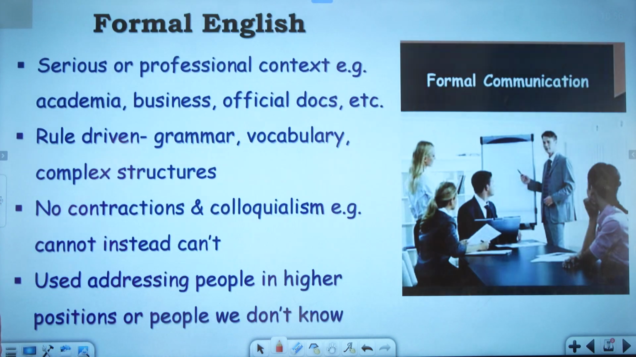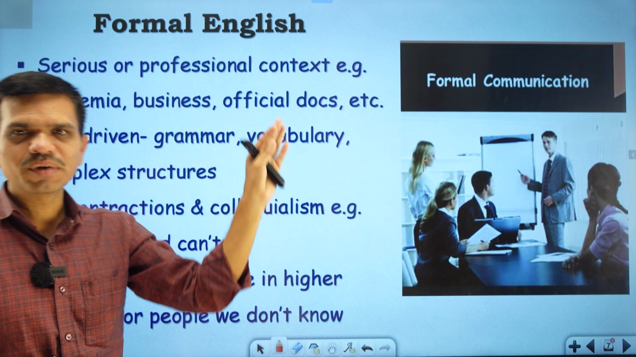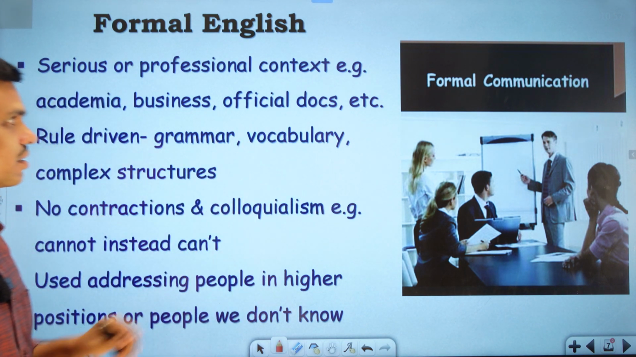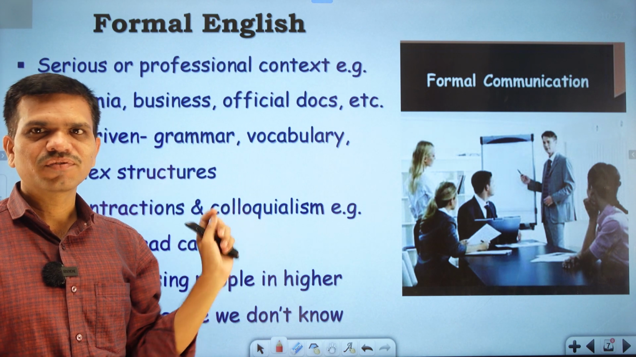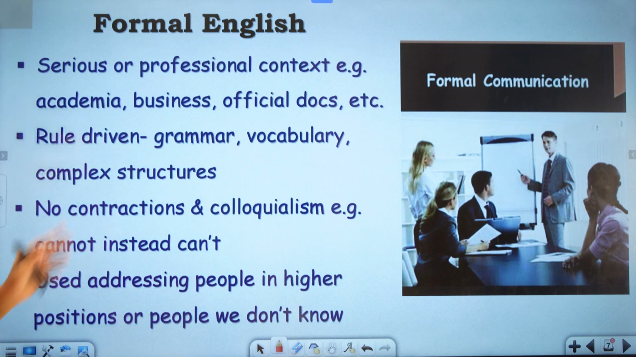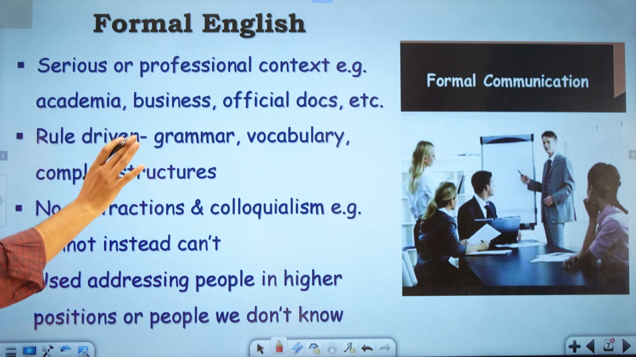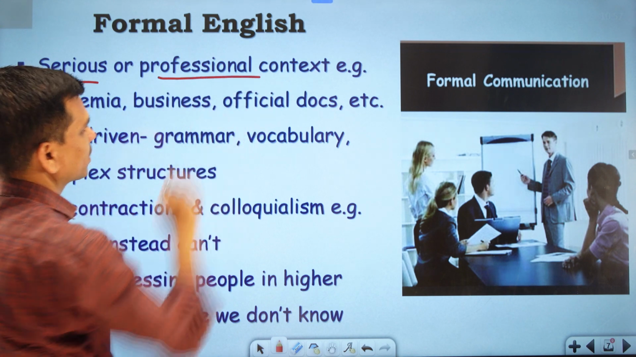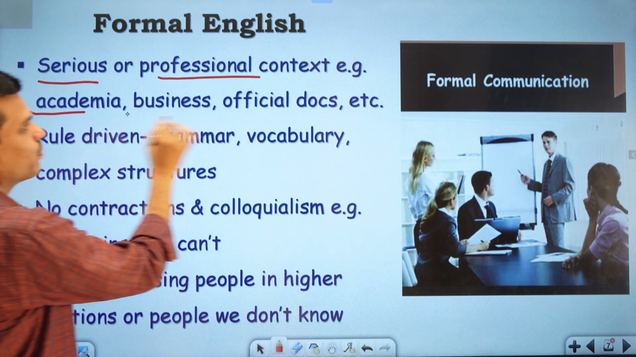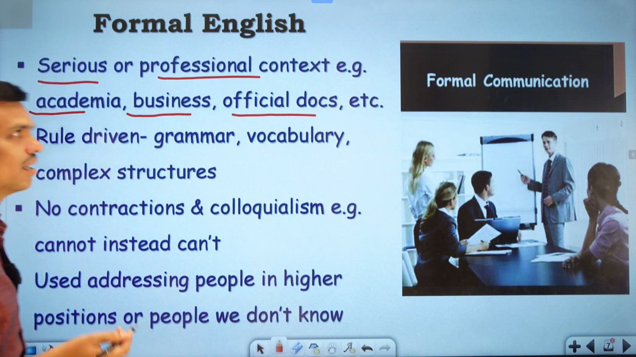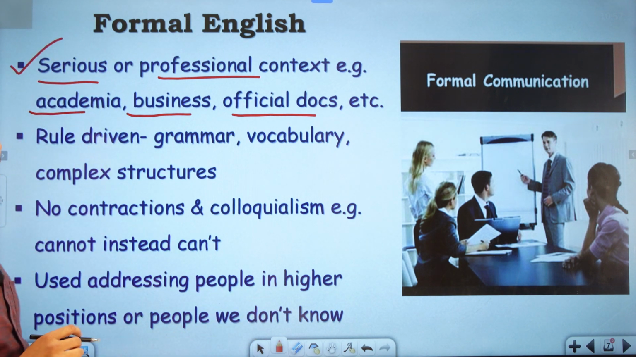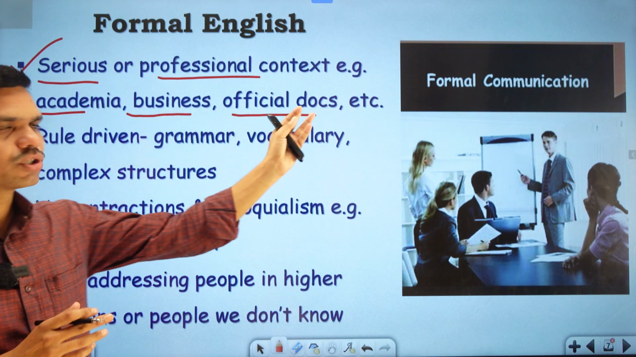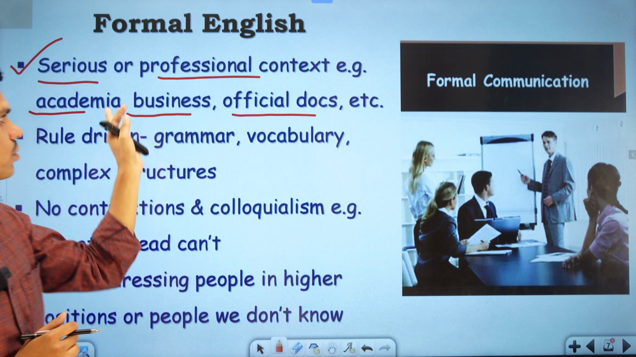Now let's understand formal English or formal communication or formal register, and informal register or informal communication. What are the features of formal English or formal communication? Formal English, or formal register, is used in a serious or professional context, and here we have examples like academia, business, official documents, etc. This is highly professional and used in these kinds of situations or fields.